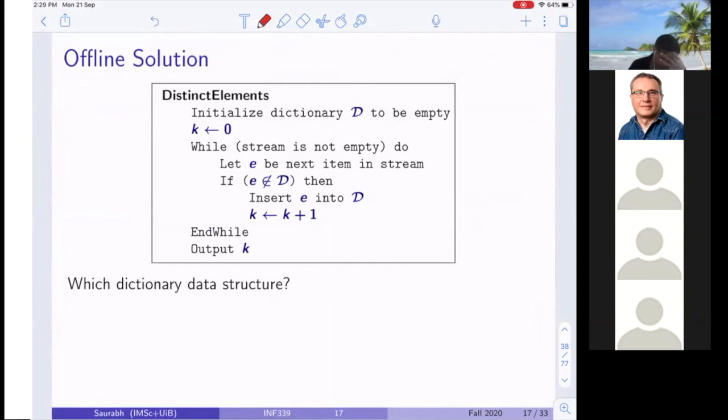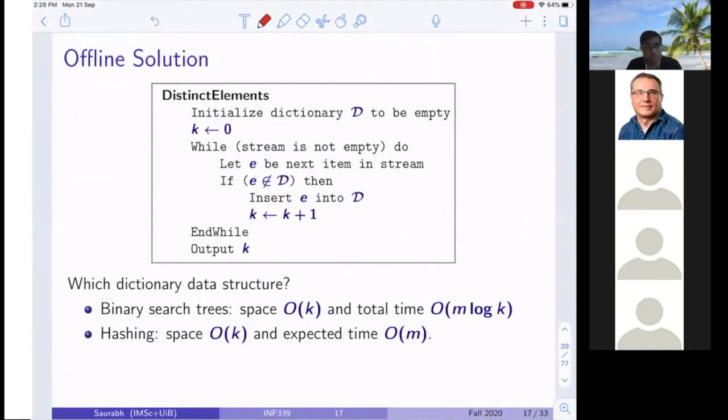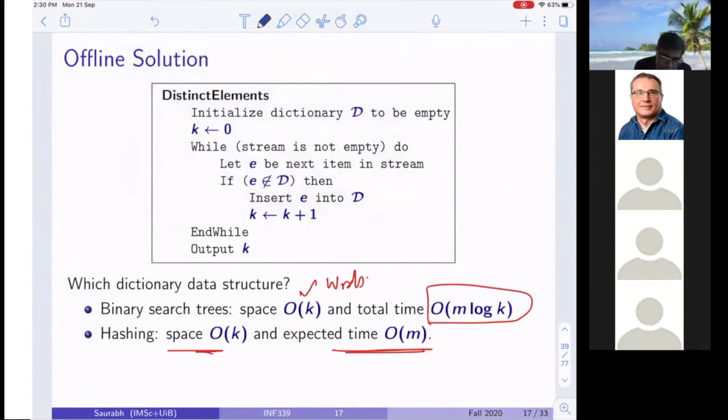So to do this, what kind of data structure can you use? This is the algorithm which we are going to do. We are going to keep a dictionary, and whenever an element is not there, we're just going to put it inside. One thing is we can keep a binary search tree, and this space will be order K words, though it should be K log n bits. But the total time will be M log K, because each time you have to search whether these elements exist or not. We can also do hashing, which will take space order K, but expected time will be order M. So these are two offline solutions, and these are also what is called output sensitive solutions.